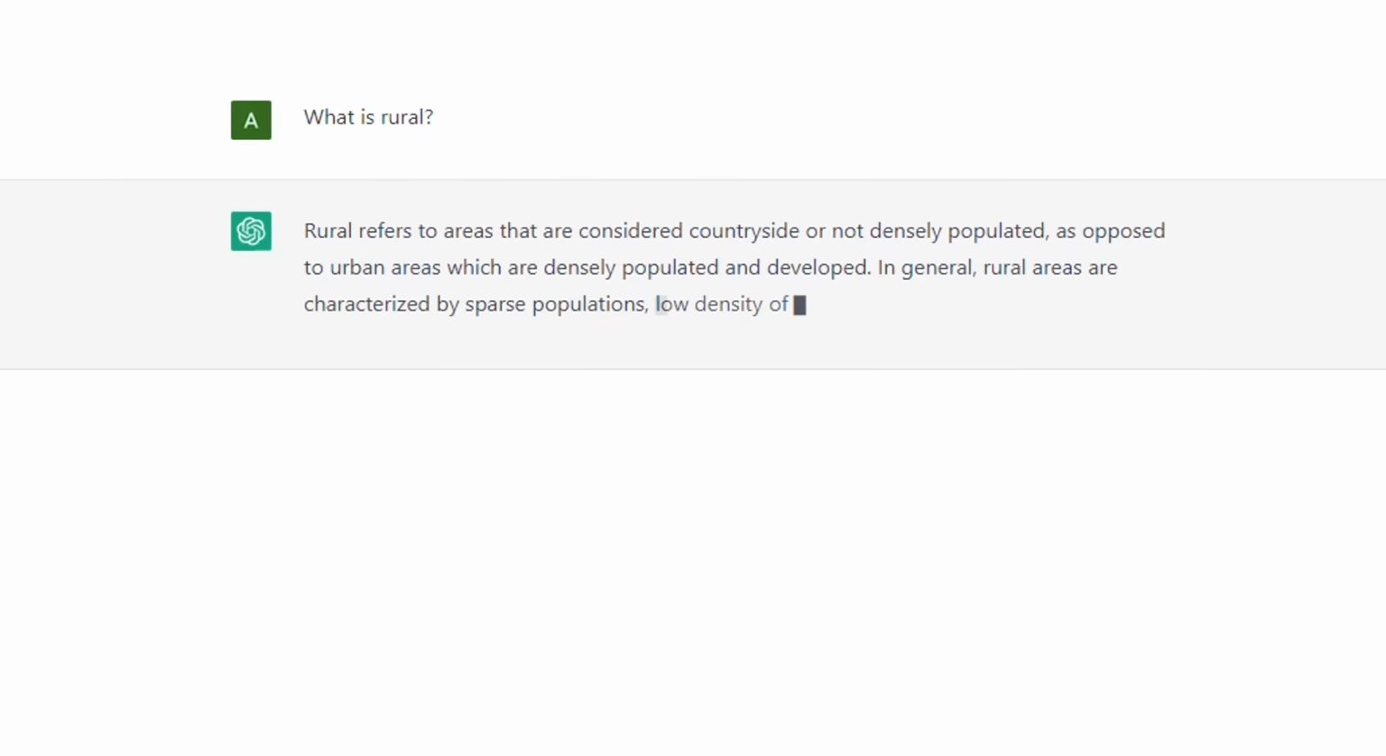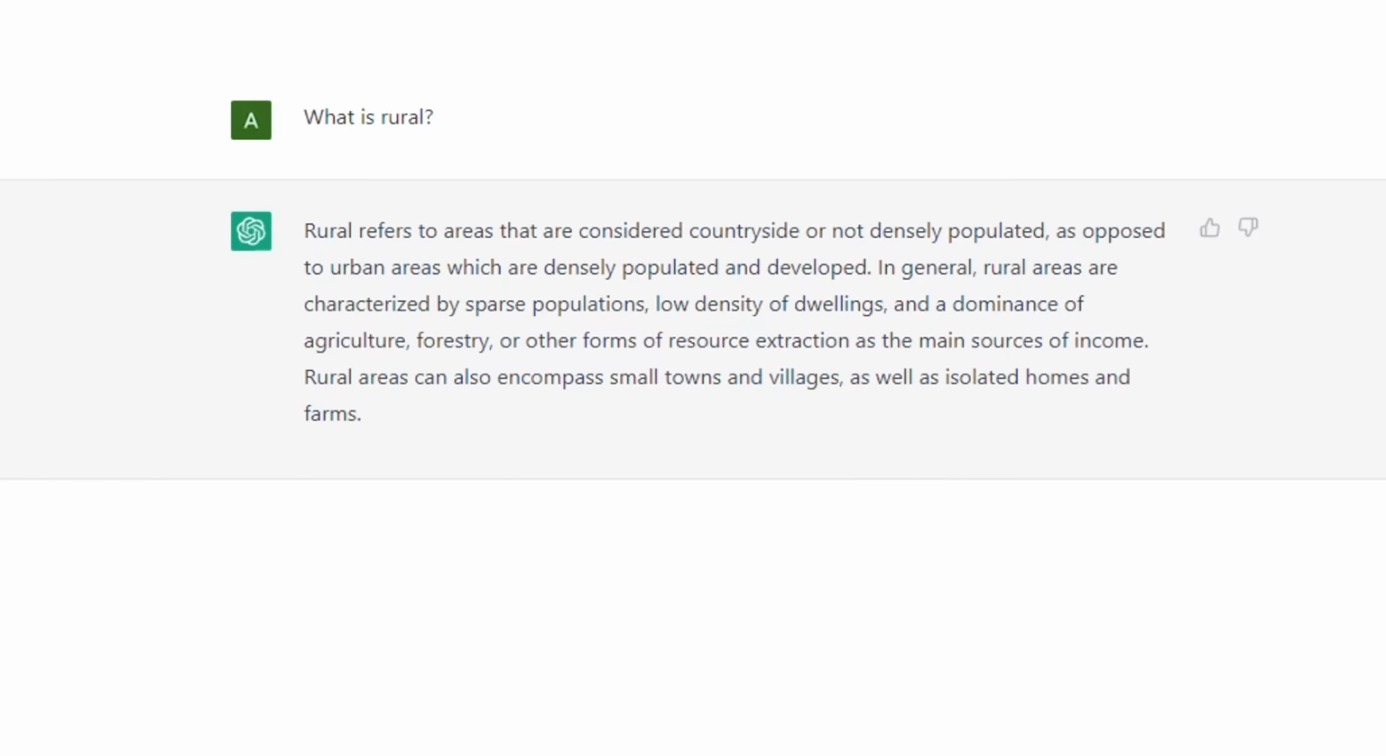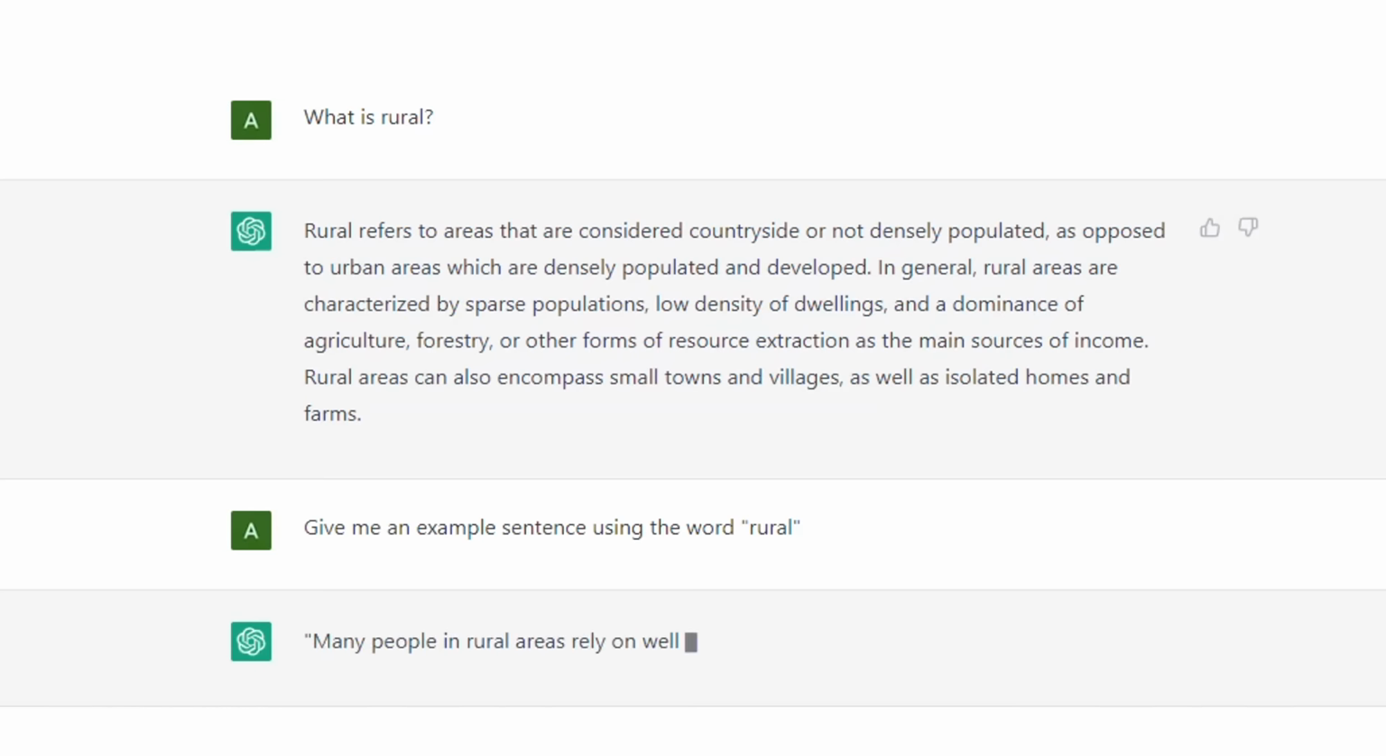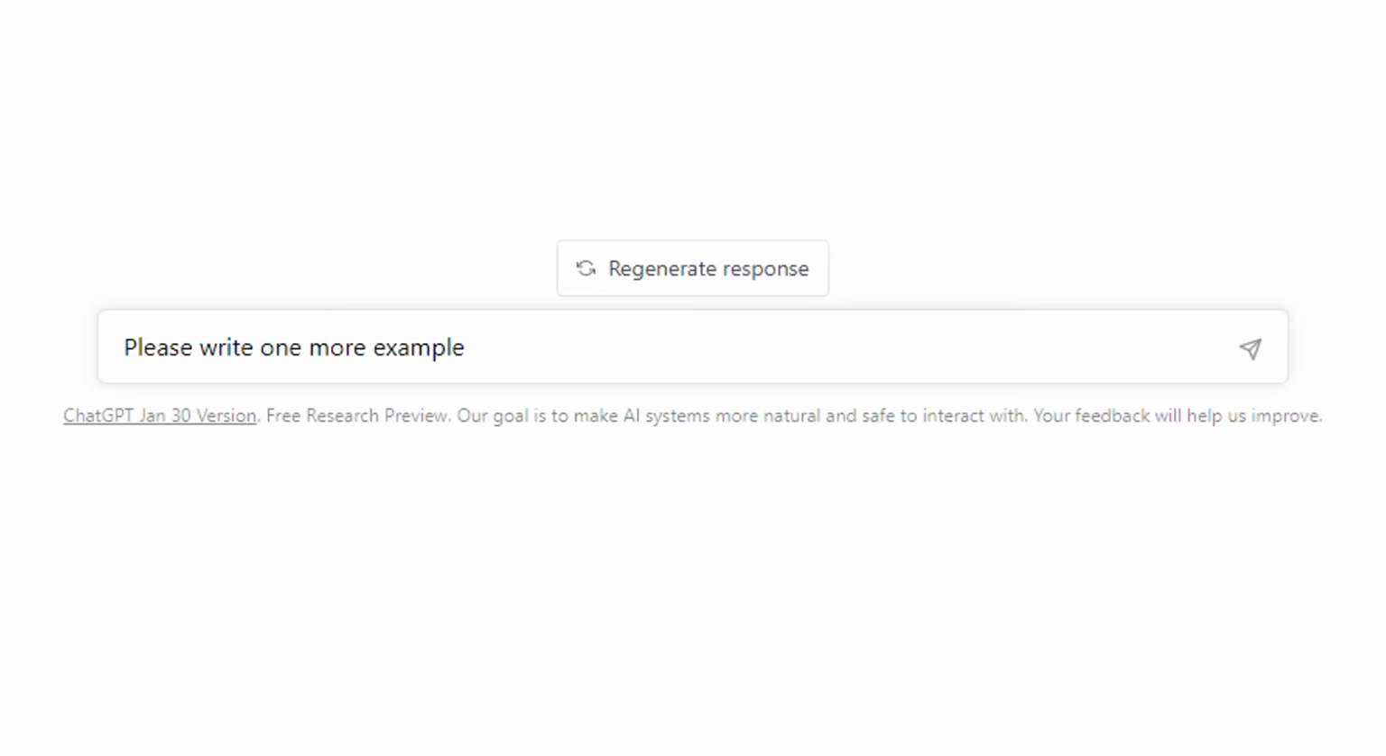Alright, one more thing you can do with ChatGPT is to practice vocabulary. For example, you can ask it for the meaning of a specific word. For example, what is rural? And then you can ask it to write a sentence with this word. Give me an example sentence using the word rural. If you are not satisfied with its response, you can say, please write one more example.